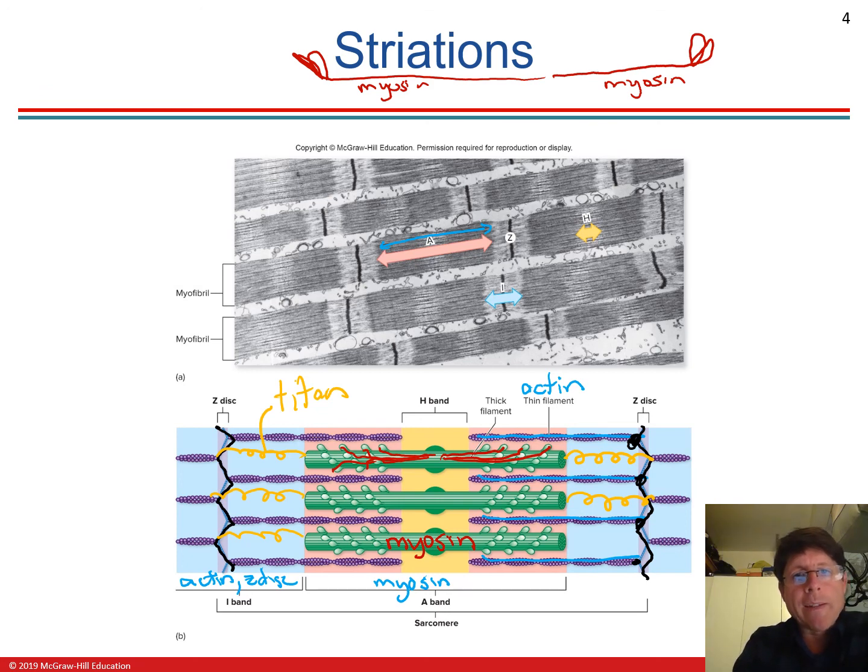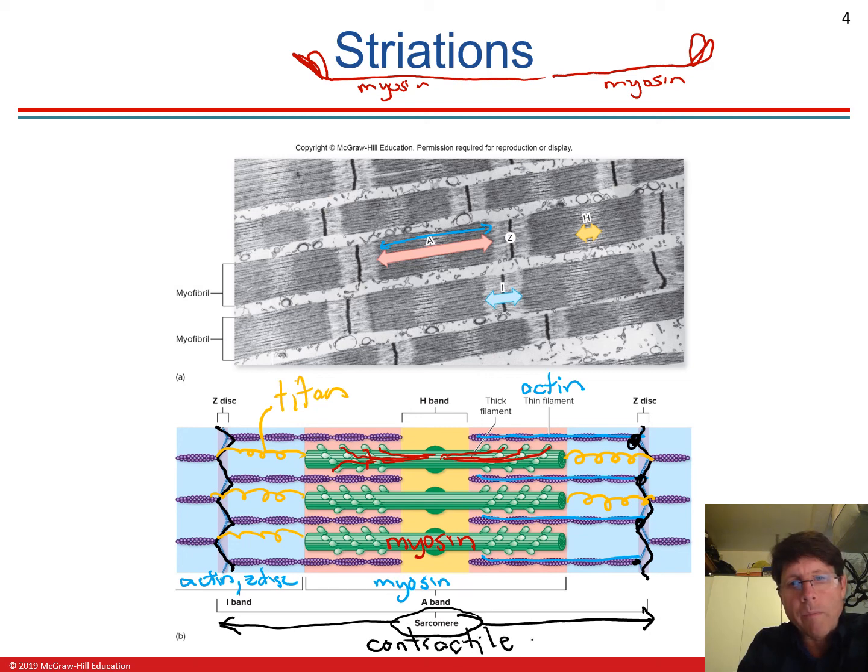So we've got the I bands that are no myosin. We've got the A bands that are made up of myosin. And we've got the Z discs kind of being the bookends of this actin, these thin and thick filaments. And between the two Z discs, this is going to be our sarcomere. So the sarcomere runs from Z disc to Z disc. And this is going to be the contractile unit of the muscle. That's the sarcomere, is the contractile part. Okay, let's go to the next slide.